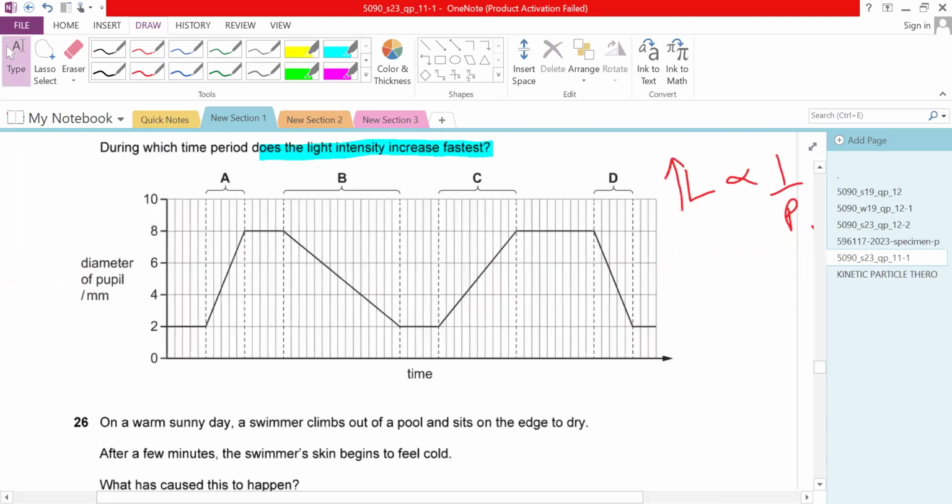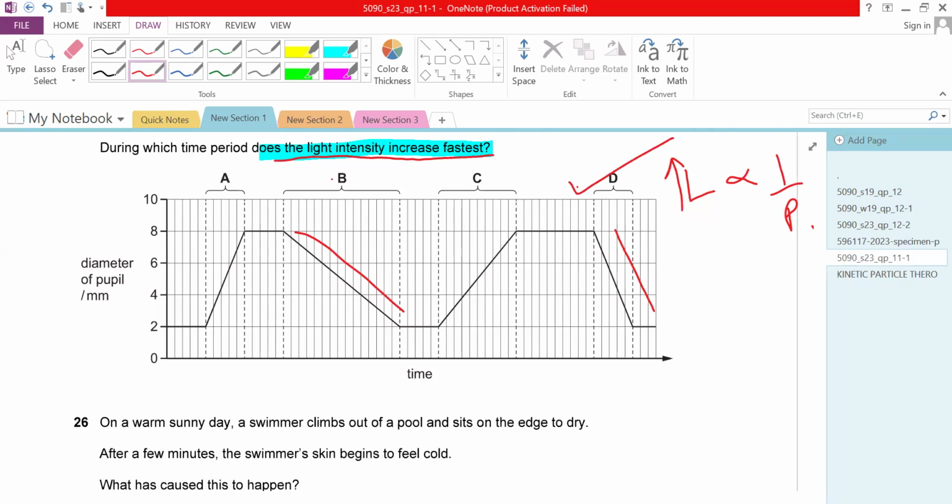They are asking us to identify during which period the light intensity increases fastest. We can see that as light intensity increases, the graph is decreasing at B or D. One of them would be the correct answer. At D, there is a steep slope, which means that light intensity increases the fastest. However, at B, there is also a slope, but the slope isn't steep. So the correct option for question number 25 is D.